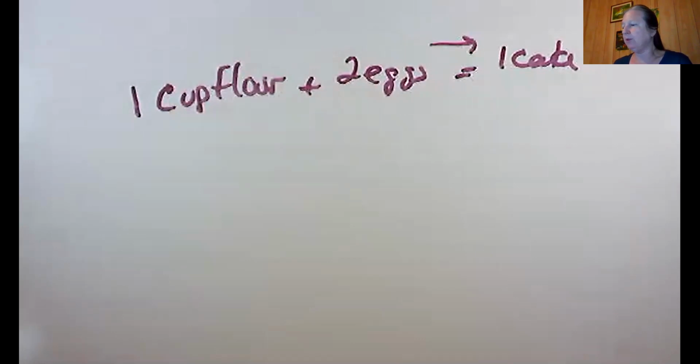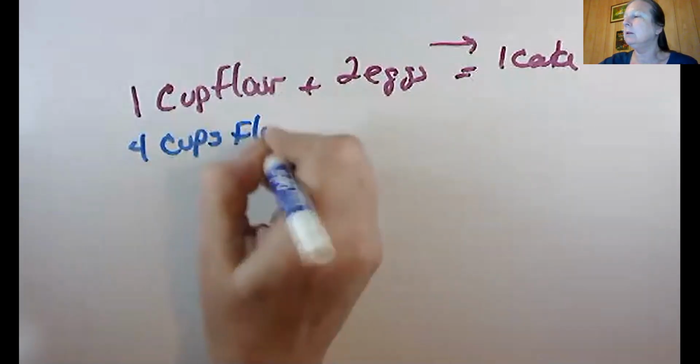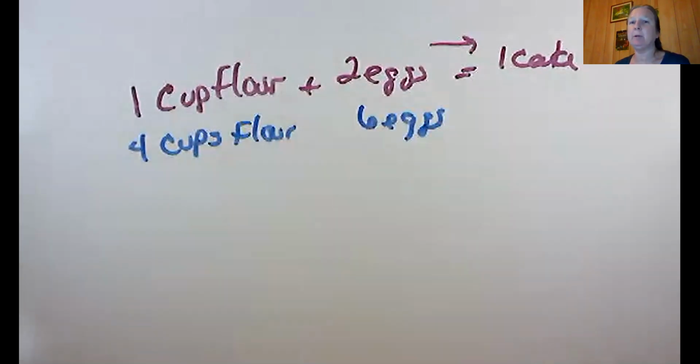So you check your refrigerator or your cupboard the day of baking, and you say, okay, I have 4 cups of flour and I have 6 eggs. Time to go to the store. How many cakes can I make? This is the same process you use for limiting reagent, what I'm about to do.